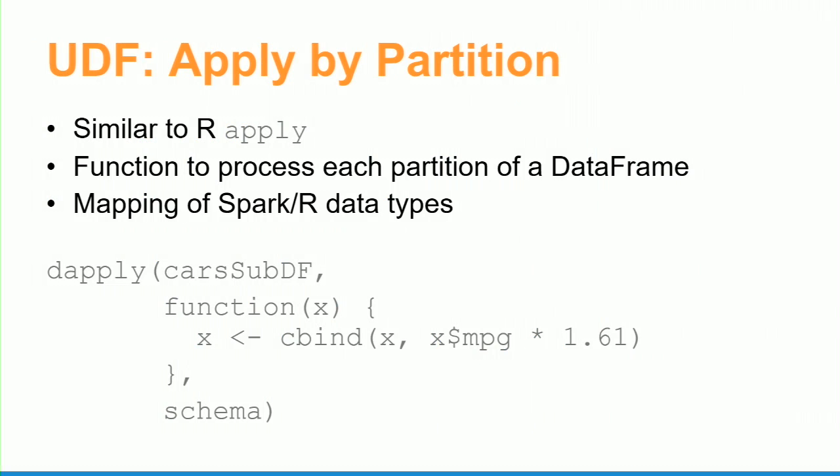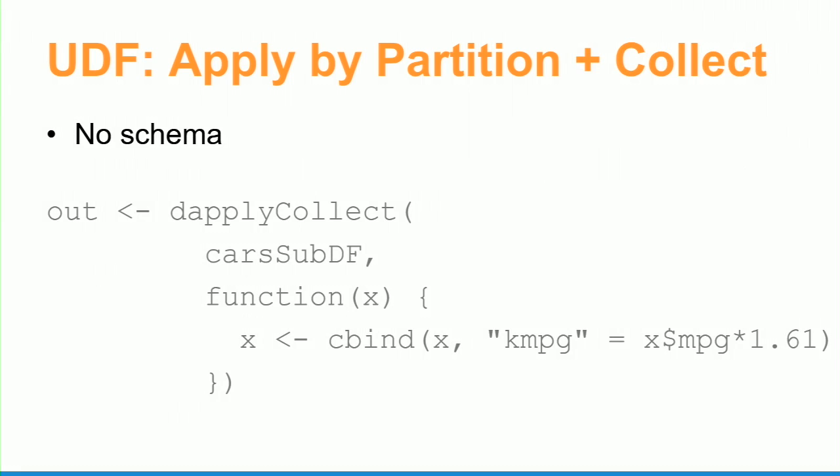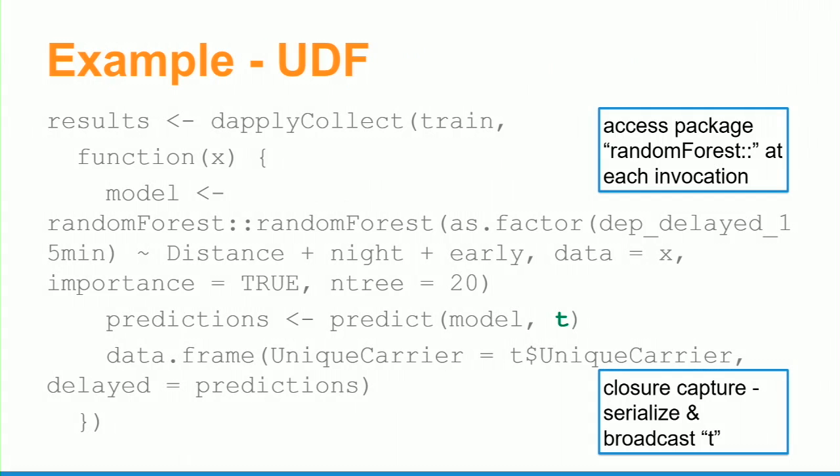Similar to the R apply function, we have a dapply function. It takes the Spark data frame, and you can specify an anonymous function here, and you can manipulate these columns and process them. There's a variation of this, dapplyCollect, where we take back the native data.frame without you having to specify the schema of the output. So you can do whatever you want, and we'll get you the native data frame that you can play around with.